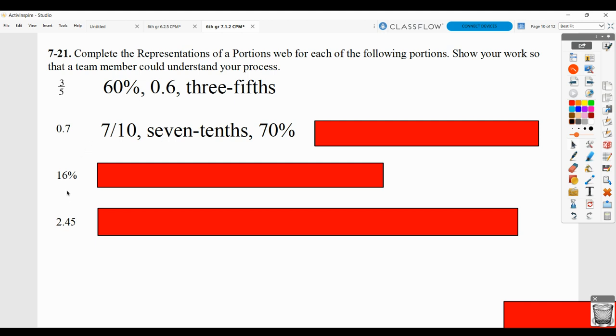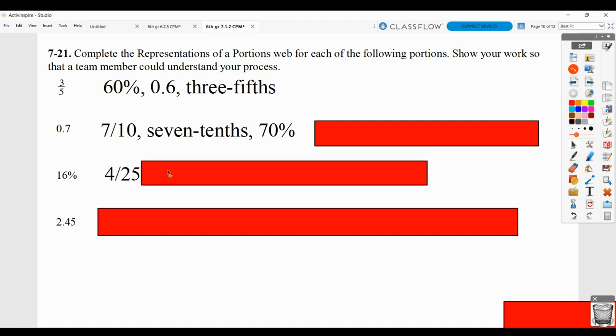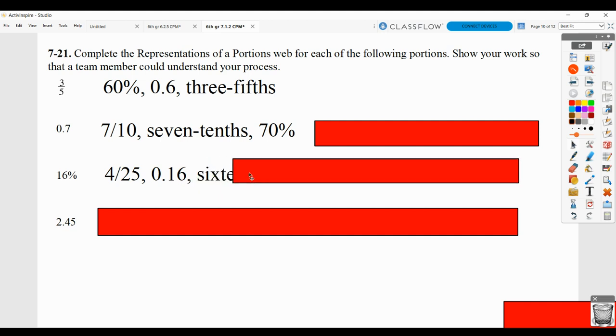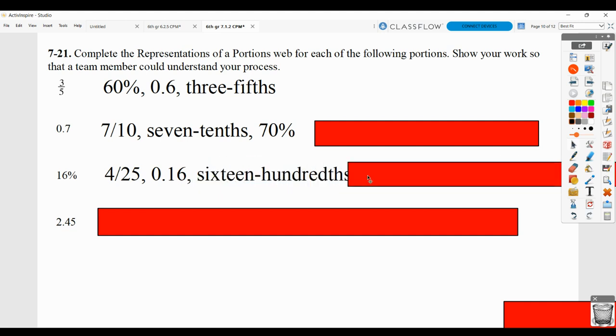For 16%, you are going to have 16 over 100, but then you should show that you would simplify that, divide by 4 top and bottom, and you get 4/25. And then the decimal, of course, for 16% is 16/100, moving the decimal 2 places to the left and dropping the percent sign. And of course, the words would be 16/100, or you could have gone with 4/25. You can always use the fraction or the decimal to state the words.